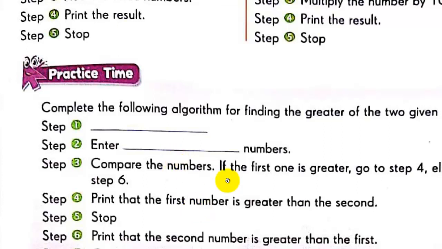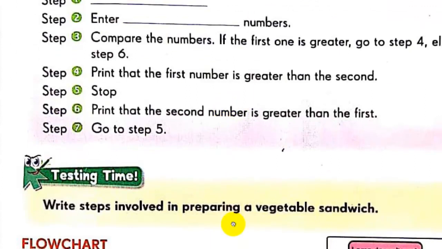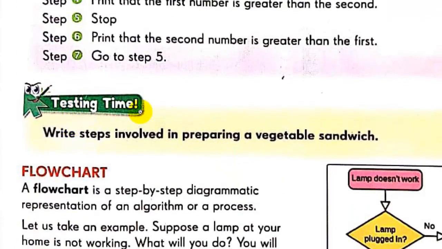Now, after understanding what an algorithm is, in this testing time you can do this at home. Now write the steps involved in preparing a vegetable sandwich. Now you all know what a sandwich is. So if you want to prepare a vegetable sandwich, what is the procedure, what is the algorithm, then you can write. Or simply, you can also write the steps involved in preparing tea.